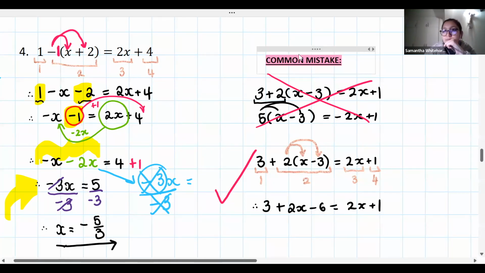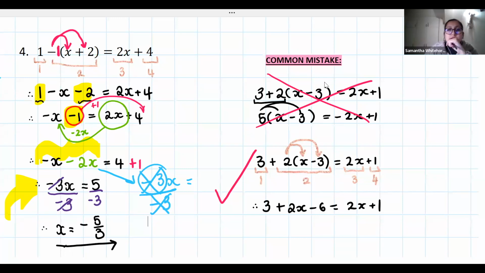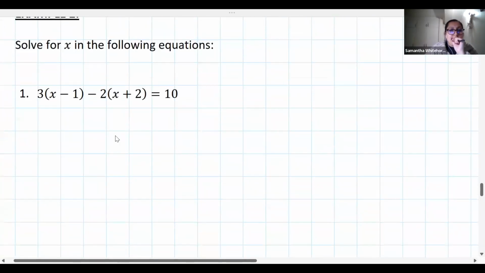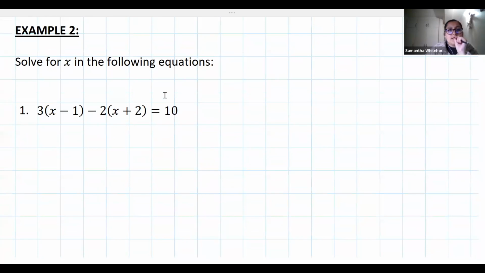All right, guys, let's try another one. Let's remember to mute ourselves as well. Alrighty. So I want you to try this example for me by yourselves. Remember, distribute, add and subtract your like terms, use those inverse operations in order to solve for x. So like I said, I want you to try it by yourself. We'll have a look in 2-3 minutes.